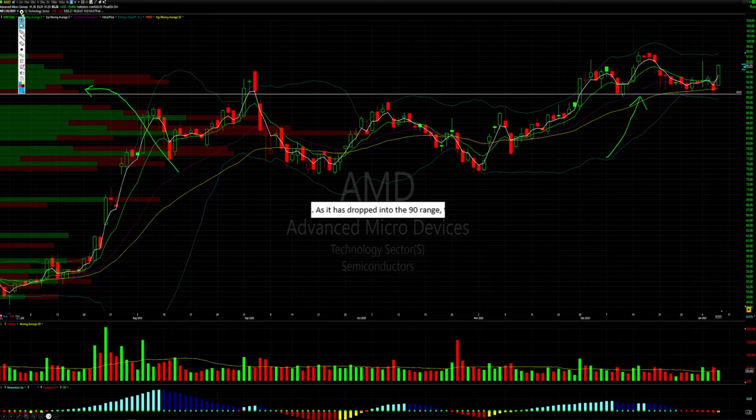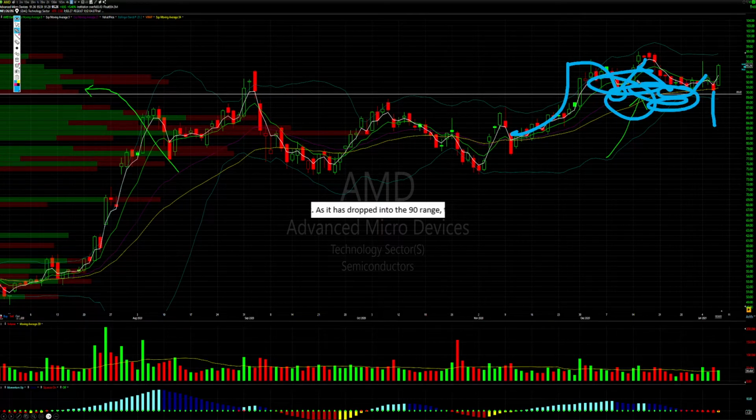Now you can see here, right? This is the VP level that we've broken out of. And this is the breakout, right? Now we're retesting those levels, right? And so we buy, we sell. We buy, we sell. If we break down below here, what's going to happen?